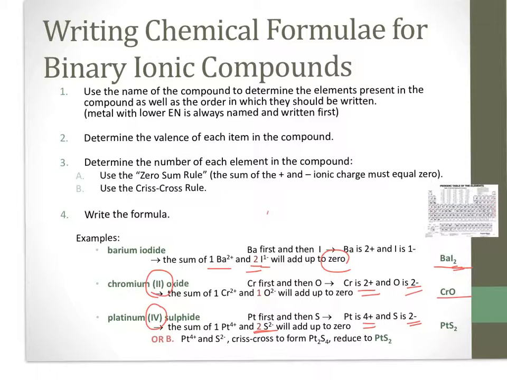Another way you can do this is the crisscross rule. Because platinum is 4 plus and sulfur is 2 negative, you crisscross the charges. So this charge from sulfur is being written as a subscript for platinum. The charge of platinum, just the number, not the sign, is written as a subscript for sulfur. So Pt2S4. But remember, this is an ionic compound. It's about the formula unit, the ratio of ions. So you reduce and you'll get the chemical formula of PtS2.